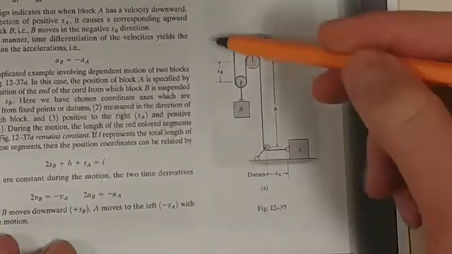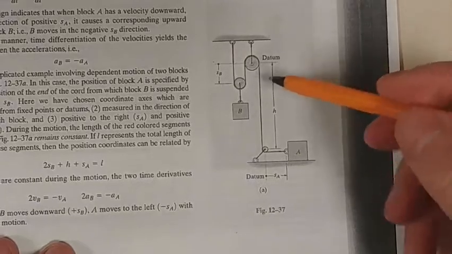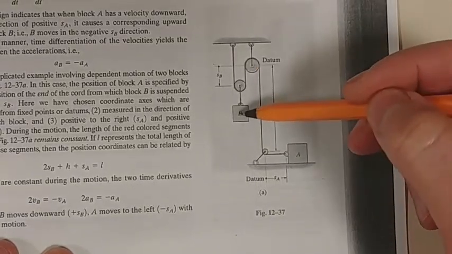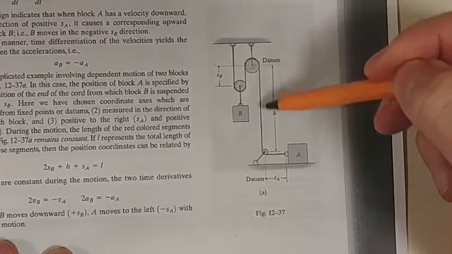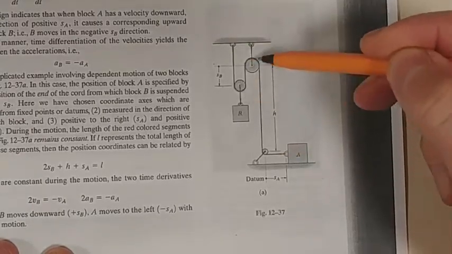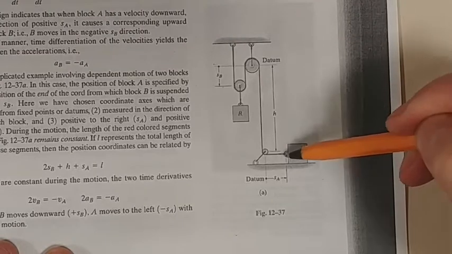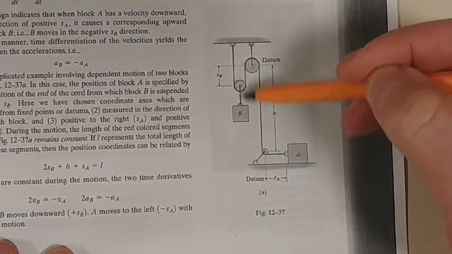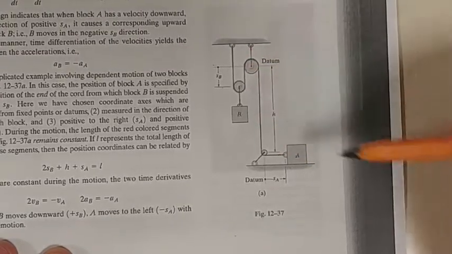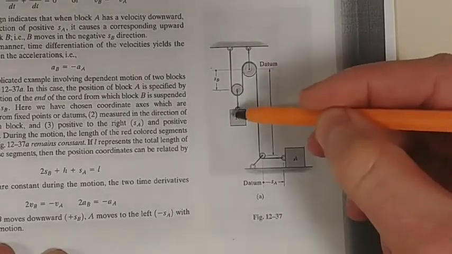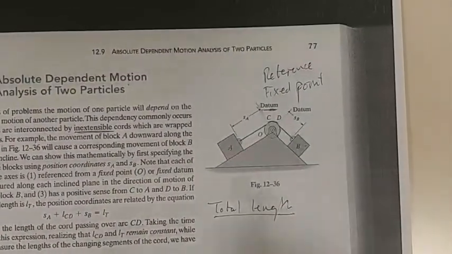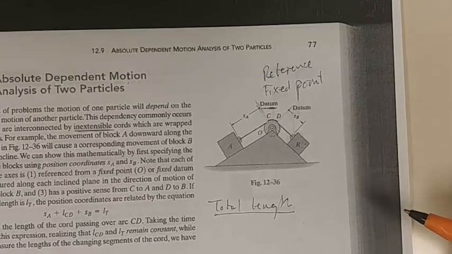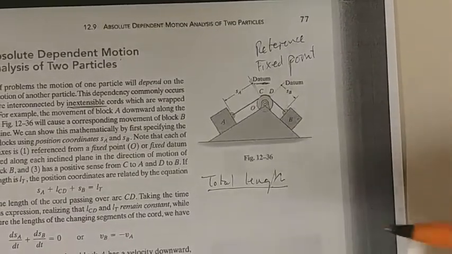Here's another example, but more complicated. Don't worry about it. The basic idea is you've got a particle there, you've got a particle there. They are somehow connected via a chord. And if that one moves, how does it affect the motion of that one? So that's the big idea that we're trying to tackle here.